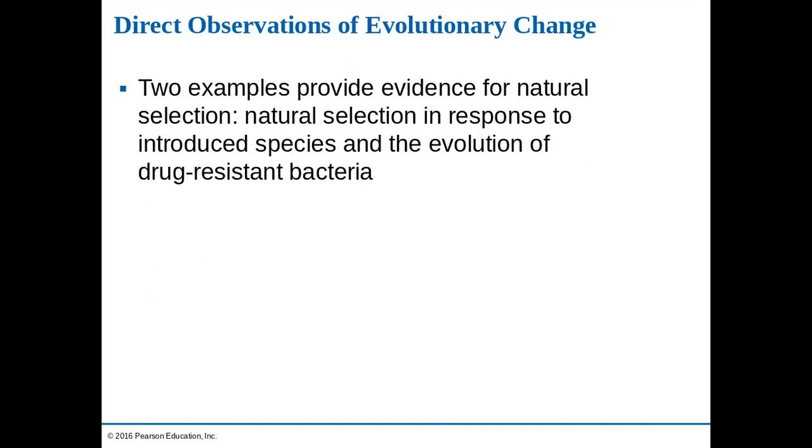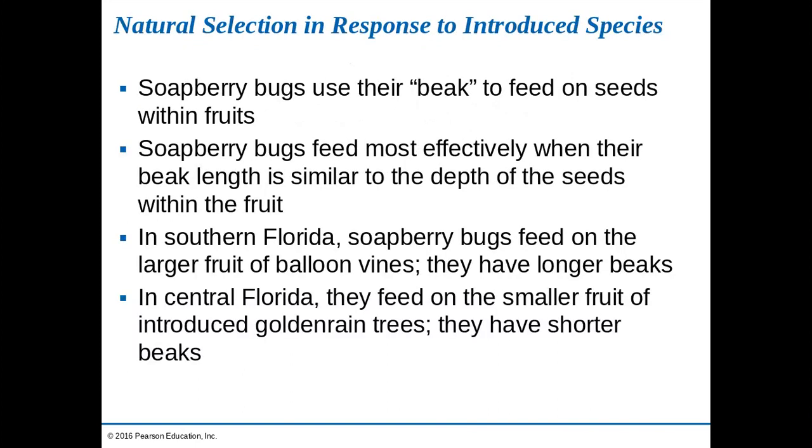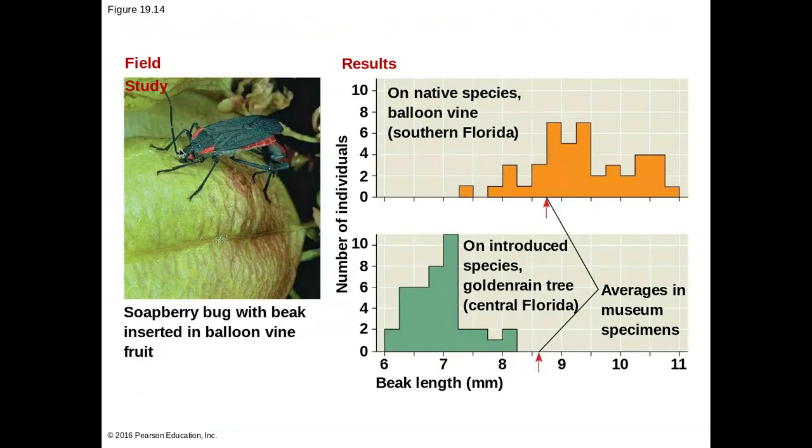So, direct observations of evolutionary change include examples we have actually witnessed of natural selection, and I mentioned in the last lecture how it's really hard to observe natural selection in humans because of our long lifespan. But in some other organisms that have shorter lifespans, we can actually observe this happening in our own lifetime. So one example are the soapberry bugs, and these are bugs that use a little beak they have to feed on seeds. So you can see here's a soapberry bug right here. They have a little beak.